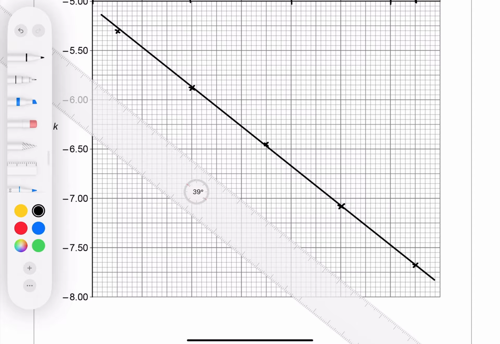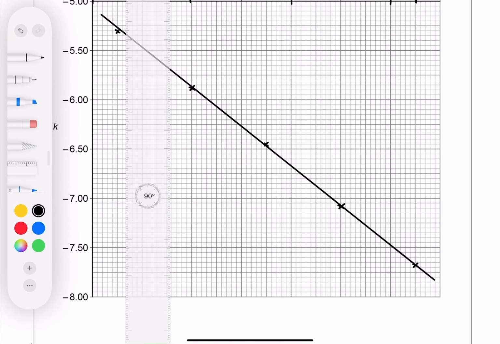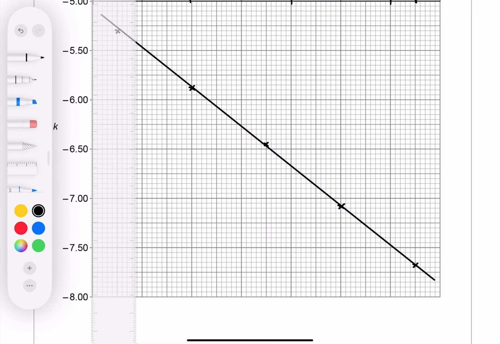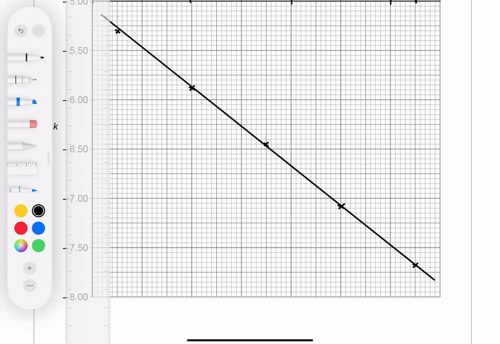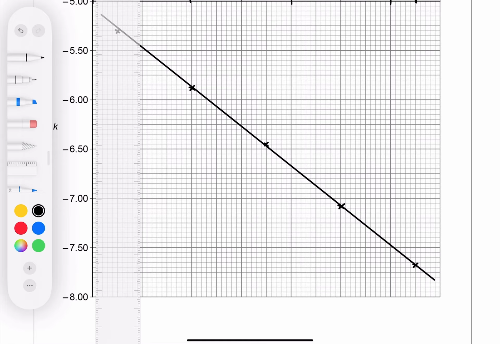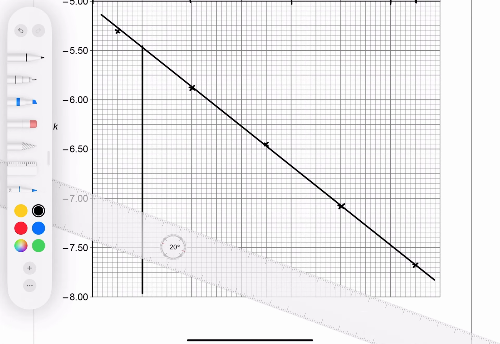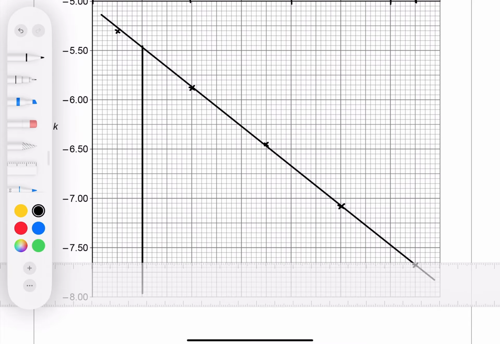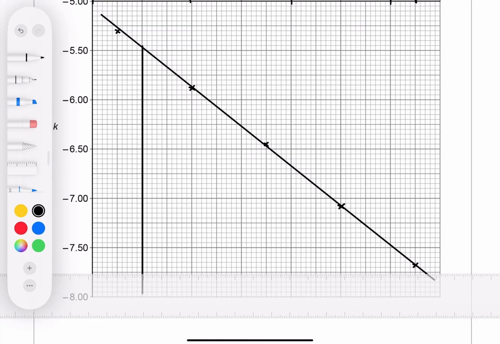So I'm going to take my ruler, if it'll let me rotate it. Rotate it vertical, find a point that I'm happy with. I think I'm going to go for this crossing the line here. And I'm going to take my ruler and rotate it horizontally and find another point. So I can draw a triangle.